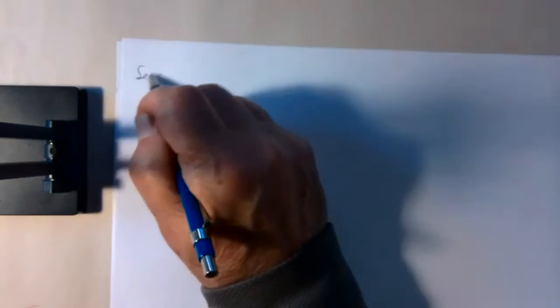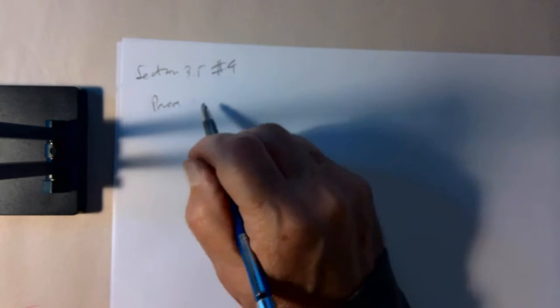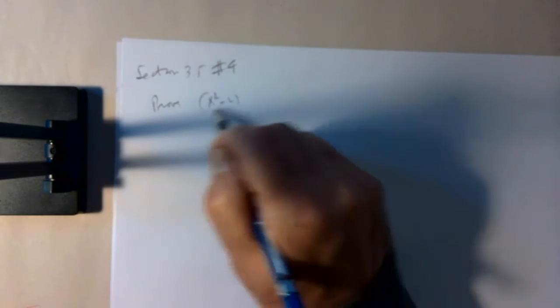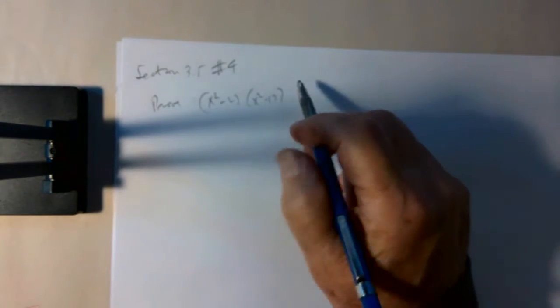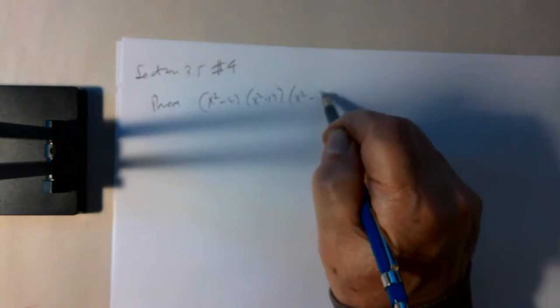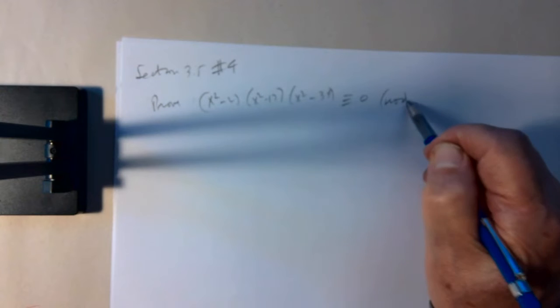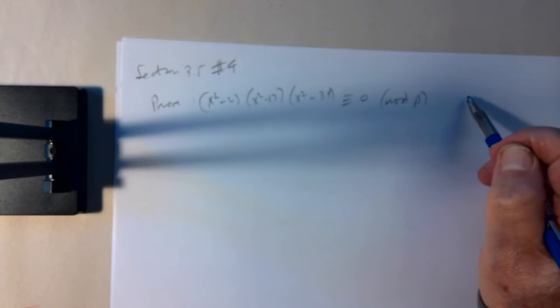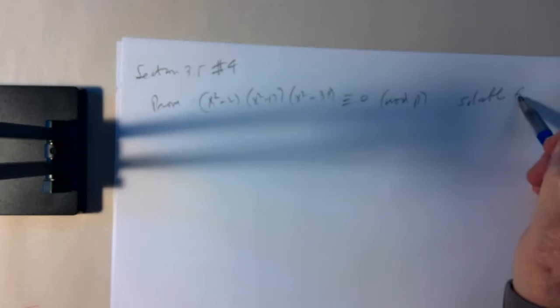So section 3.5, number 4, want to prove x squared minus 2 times x squared minus 17 times x squared minus 34 is congruent to 0 mod p, solvable for all p.